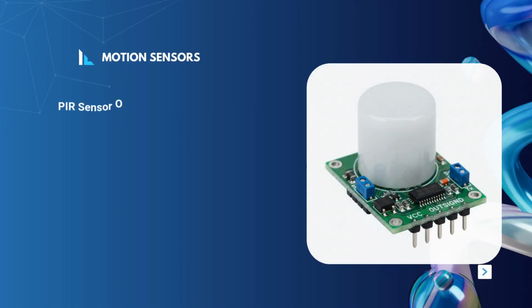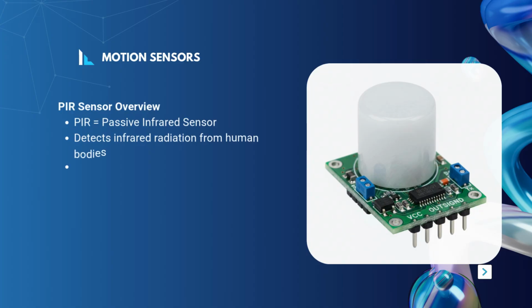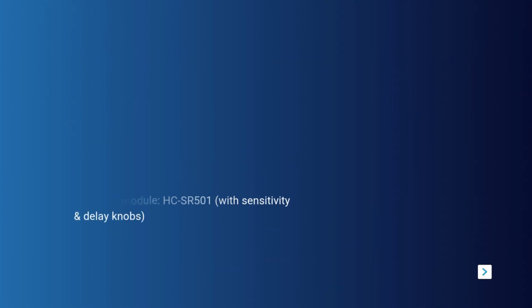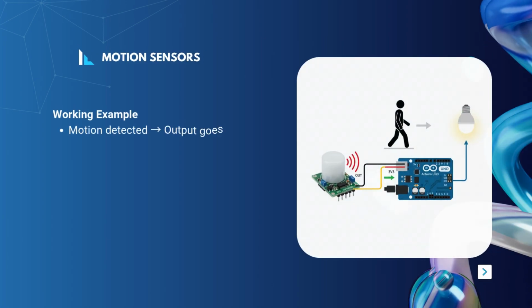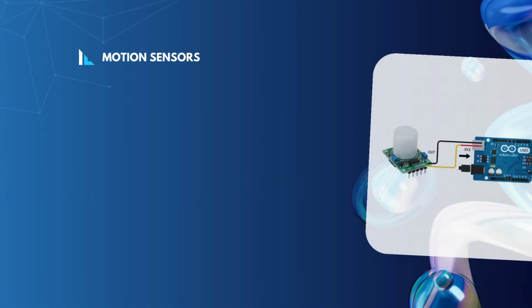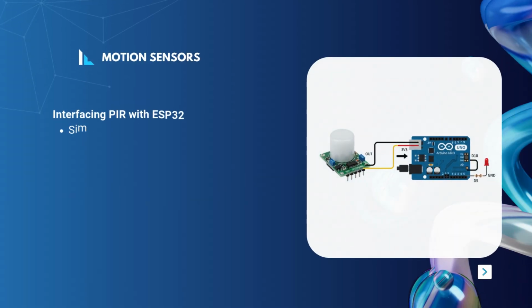Next, let's look at motion sensors. The most commonly used is the PIR sensor, which stands for passive infrared. PIR sensors detect changes in infrared radiation, mainly from human bodies. When a person walks in front of the sensor, the output pin goes high, and when no one is detected, it stays low.